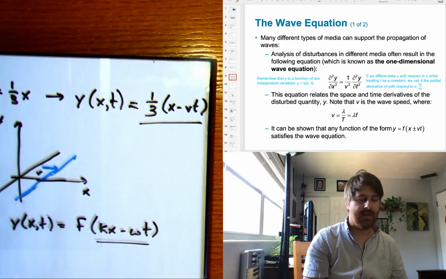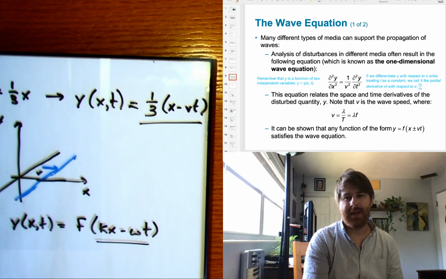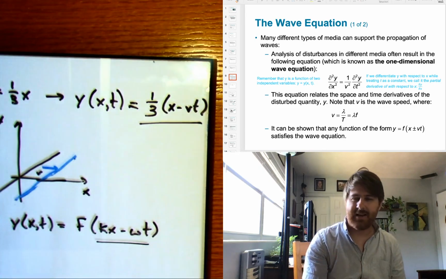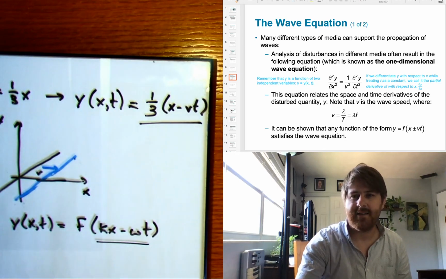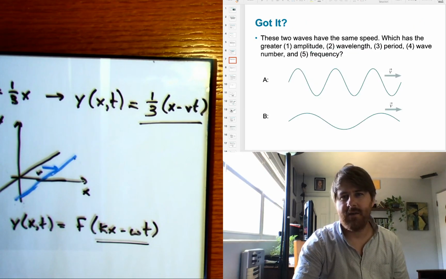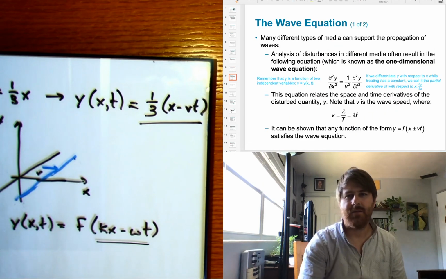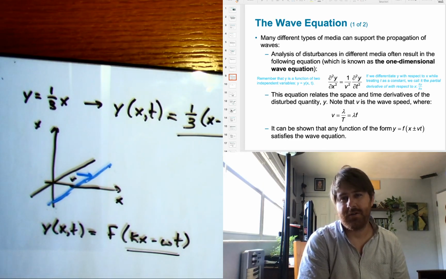Okay, but there are other functions that could also be waves. For example, if I take a bunch of cosine functions and I add them together, I could do some trig and get something that looks completely unlike the wave function that we had in the last slide here. But that doesn't mean it's not necessarily a wave. So how can we determine what is a wave and what isn't a wave? Waves obey a simple partial differential equation called the wave equation.